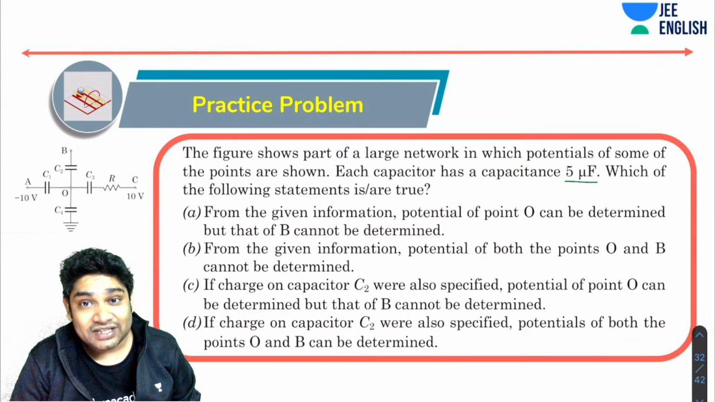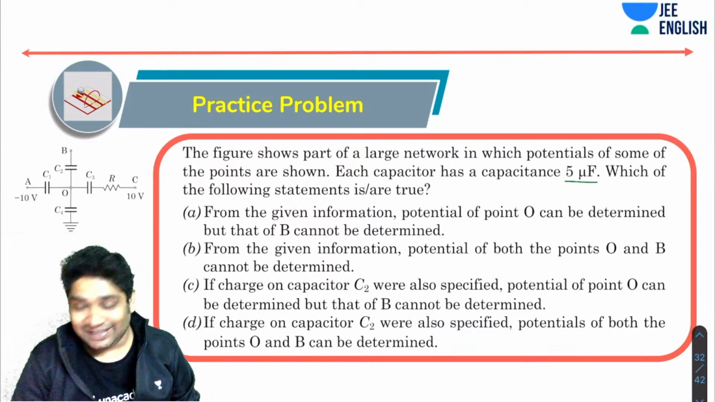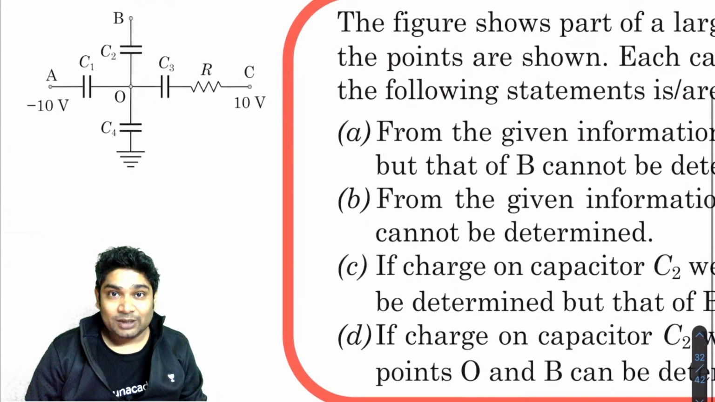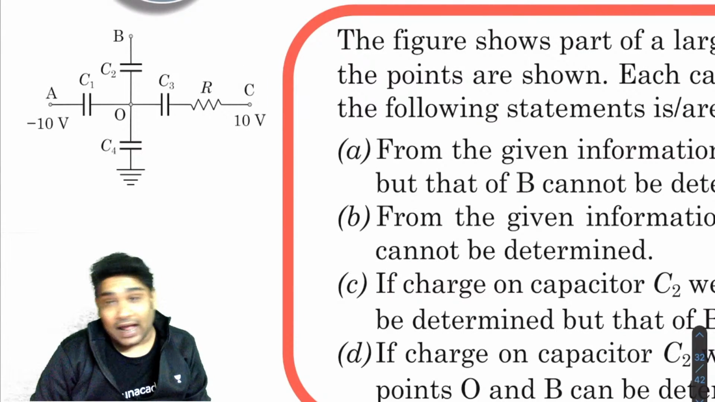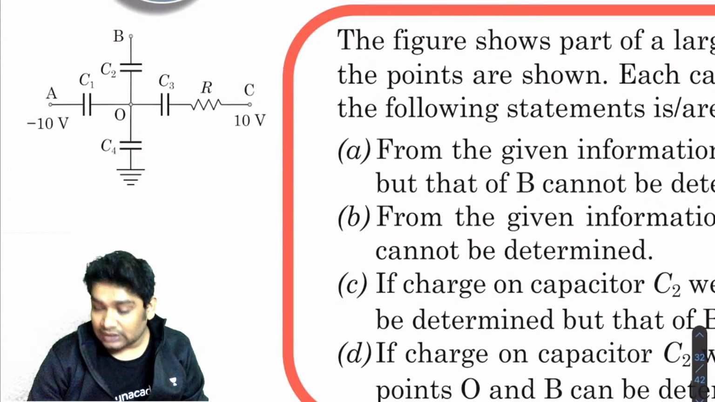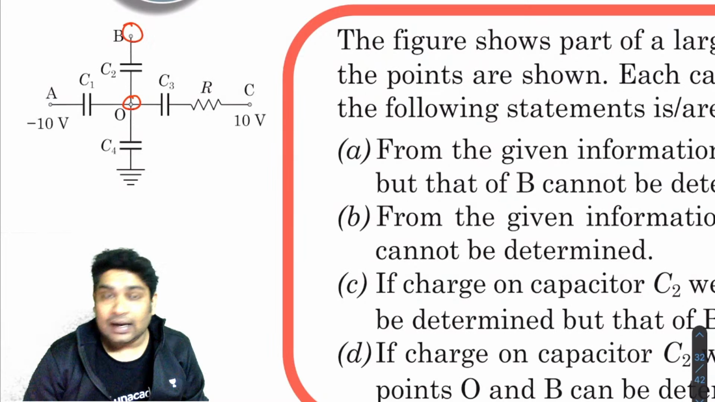And D says, if the charge on capacitor C2 were also specified, then the potentials of both O and B can be determined. Okay, so which options do you think are correct? Take a look at the circuit here. Think about this. With the given data, what all can you calculate or what all can't you calculate? Can you calculate the potentials at points O and B? That is the first question. With the given data, can you figure out the potentials at O and at B?